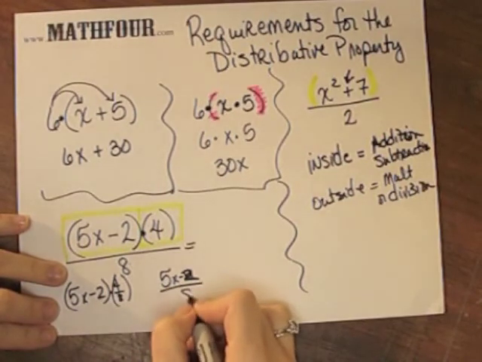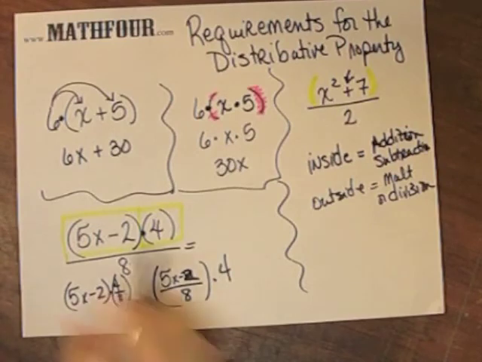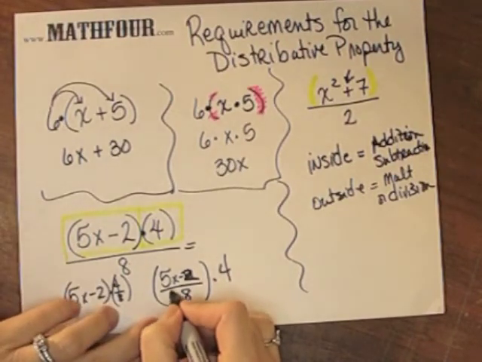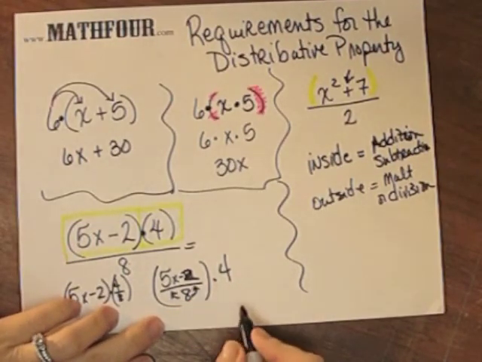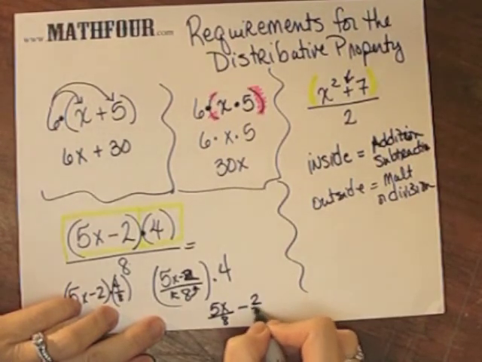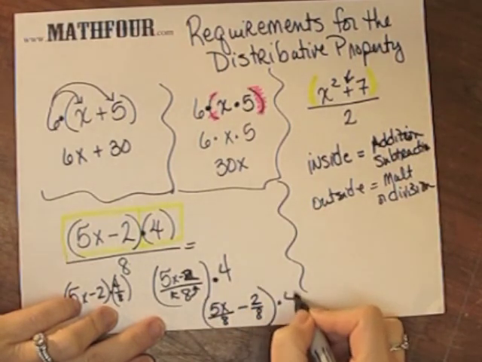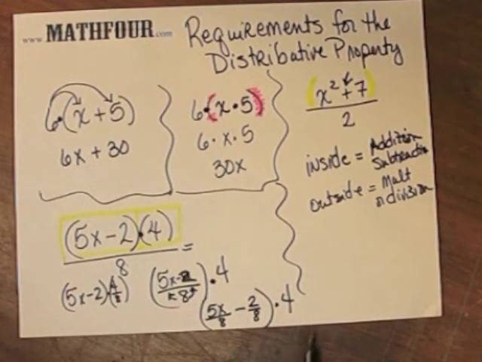I hate it when I do that with a marker. Times 4. In which case now the 8 does have to distribute to the top and bottom. So you'd have 5x over 8 minus 2 over 8, and still this piece would be multiplied by 4. Your next question might be, can you then distribute the 4 in? And the answer is yes.